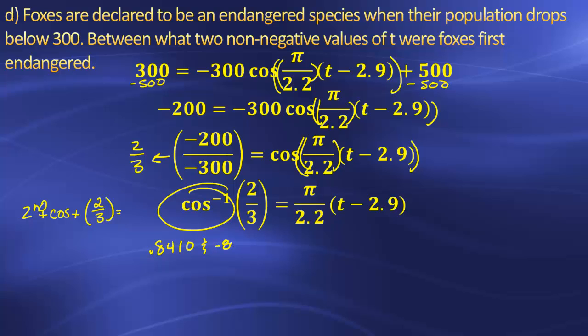So it also happens at negative 0.8410. So you end up with positive 0.8410 and negative 0.8410 equals pi over 2.2 times t minus 2.9. So you're going to multiply by 2.2 over pi, or if you want to think of it as divide by this, that's fine. And you're going to do that with each of them.